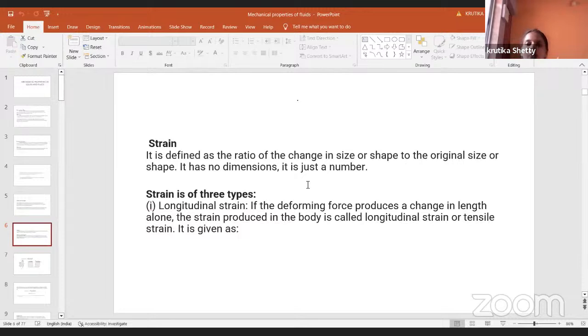So we have mainly three types of strain, based on the dimensions. If there is a change in the length, it is called what? Longitudinal strain. If the deforming force produces a change in length alone, the strain produced in the body is called longitudinal strain, or it is also called tensile strain. Different books use different terms. Mainly it is called longitudinal strain, and some books also call it tensile strain.